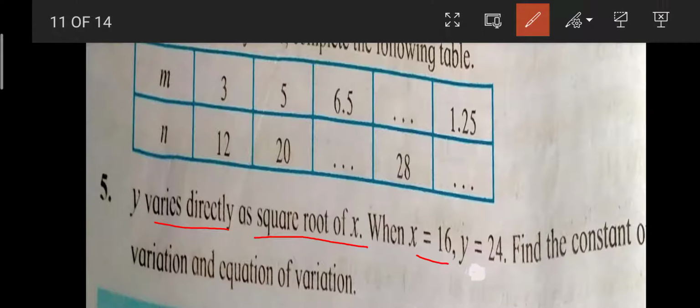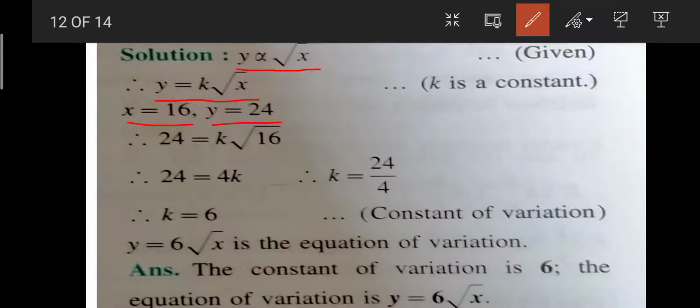So if x is 16, y is 24, we'll put the values. y is 24, and k as it is. The value of x is 16, so it is root x, and we'll put here root 16. Now students, when we solve this, what is the square root of 16? The square root of 16 is 4. So it will be 24 is equal to 4k.